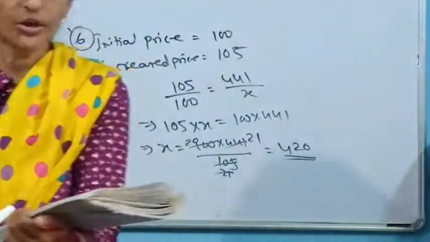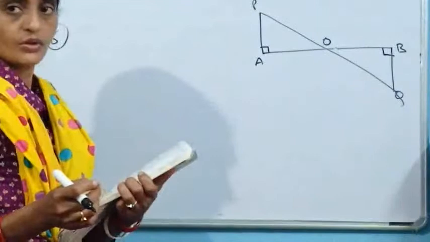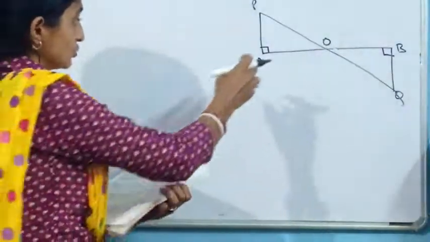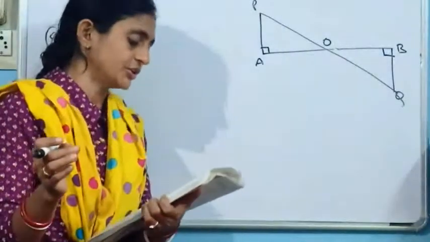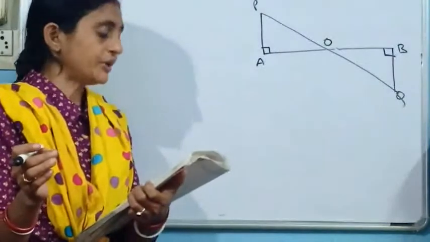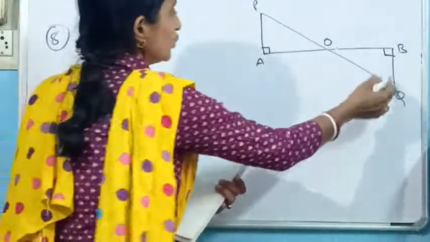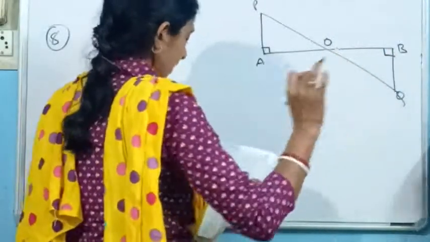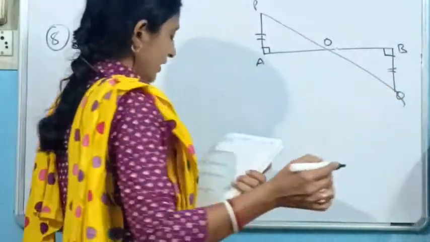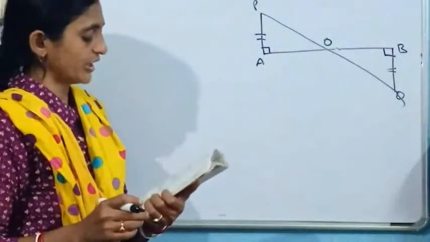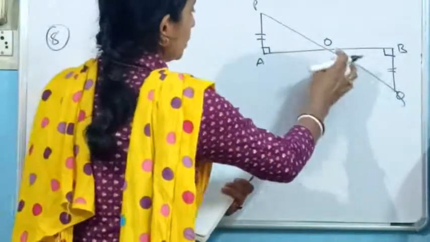Okay, now come to some of the questions from congruency. Come to this question here. I hope you have gone through the diagram and understood which question I am going to solve here. In the given figure, PA is perpendicular to AB, and QB is also perpendicular to AB. Now PA equal to QB. You are asked to prove that triangle OAP is congruent to triangle OBQ.